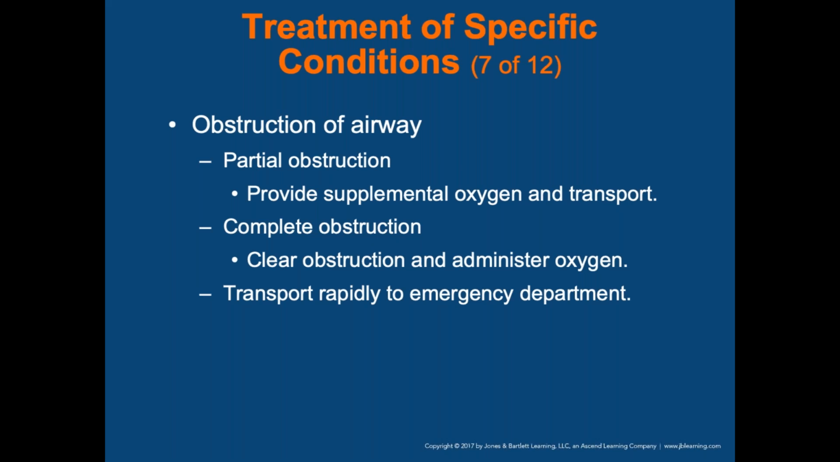Obstruction of an airway, partial obstruction, provide supplemental oxygen and transport. With complete obstruction, we're going to clear the obstruction, administer O2, and transport rapidly to the emergency department. Again, if they're unconscious and they are having a foreign body airway obstruction, the difference is you give your breaths, look for the object. If you can see it, take it out. If you can't see it, we do not do blind finger sweeps, right? If they are conscious or unoriented and they are choking, then we can do the abdominal thrusts until they go unresponsive, and then we start CPR.